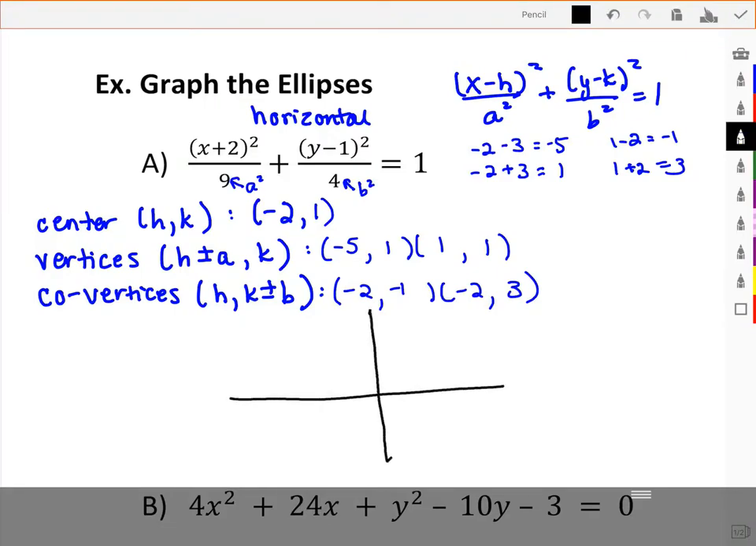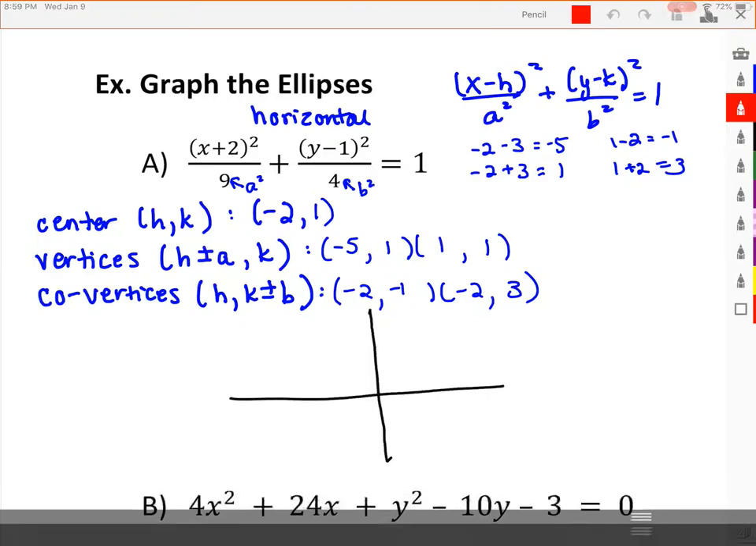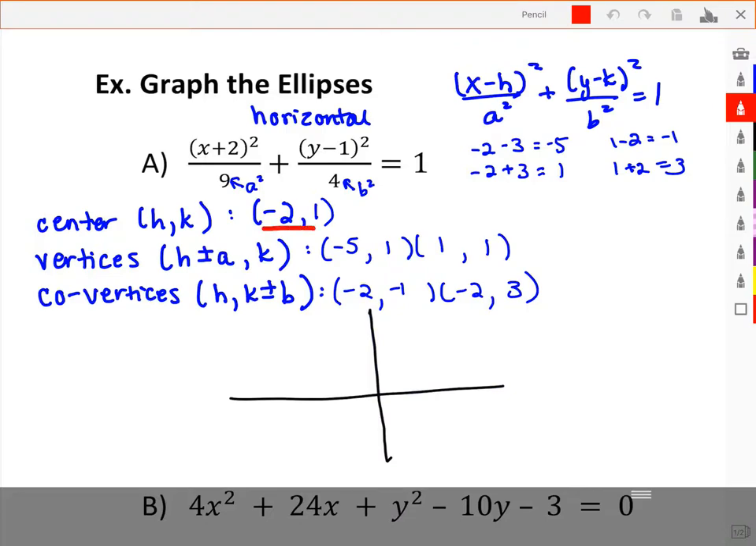So here's my coordinate plane. Okay, so starting with the center. The center is at (-2, 1). Okay, that's our center. Our vertices, (-5, 1) and (1, 1).